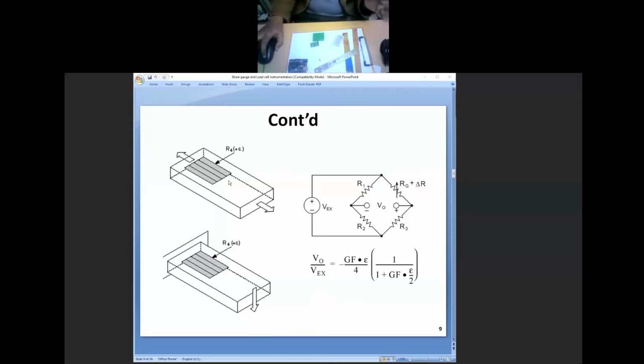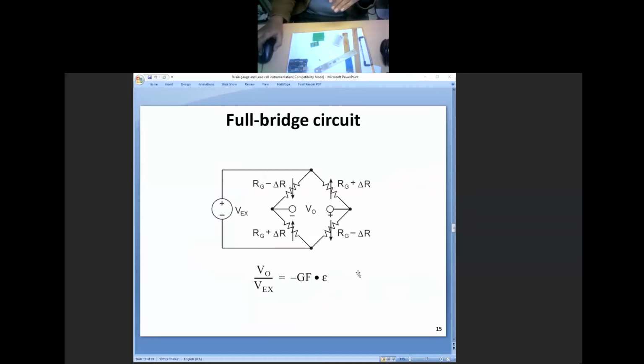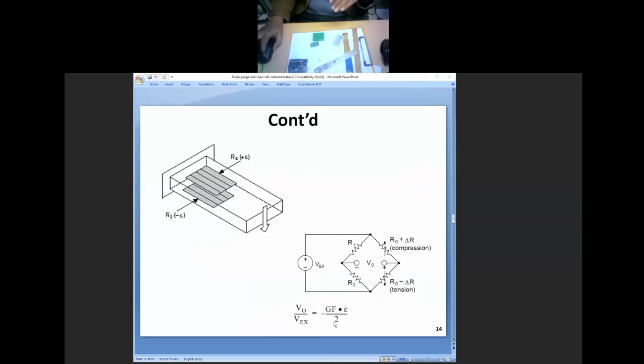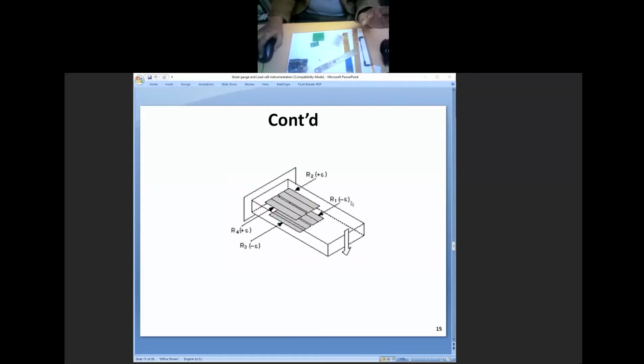So what does it mean? If I'm using quarter bridge, my output is only 1 by 4. If I'm using half bridge, my output is half. And if I'm using full bridge, my output is full. So in quarter bridge, output by 4, half bridge output by 2, and in full bridge you get the pure total output here directly.